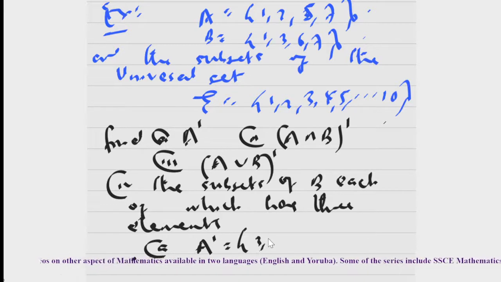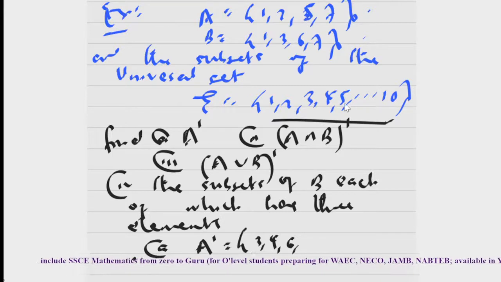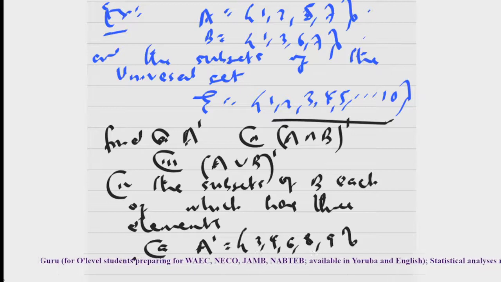1 is there, you understand, but 3 is not in A. 4 is not in A. 6 is not in A. We are considering this, right? 7 is there, so you won't write it. 8, 9. That is the set of elements in the universe set that are not in A. The universe set is 1, 2 up to 10. If you take them one by one, there are 3, 4, 6, 8, 9. I hope we've written that down.